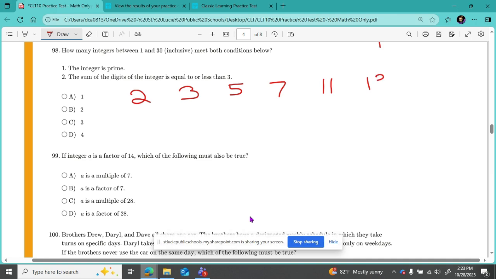13, 15 can be divided by 5, 17, 19, 21 can be divided by 3, 23, 25 can be divided by 5, 27 can be divided by 3, 29, and then 30 is not prime. So these are all the prime numbers.